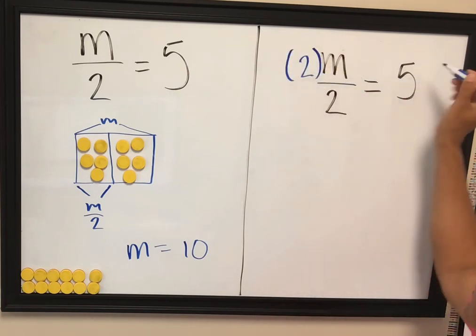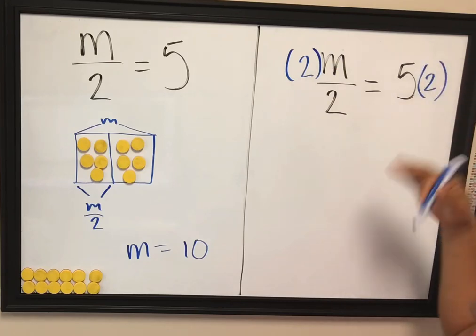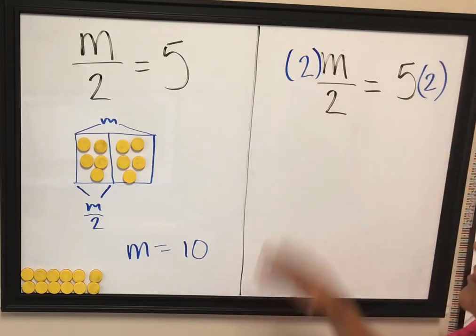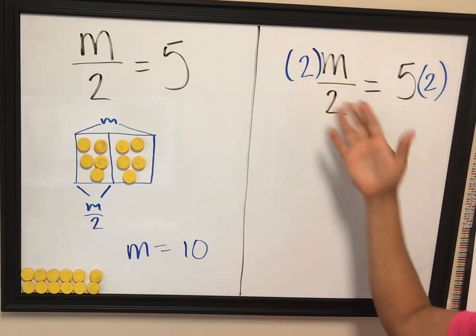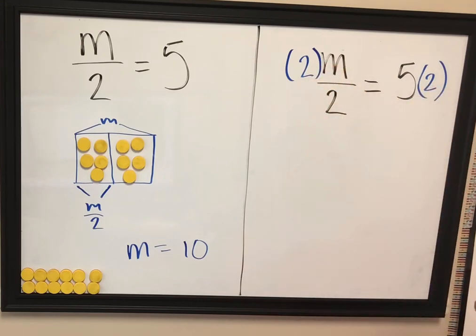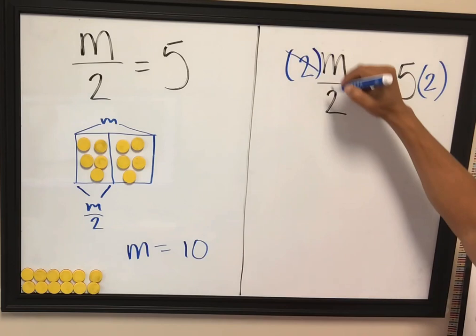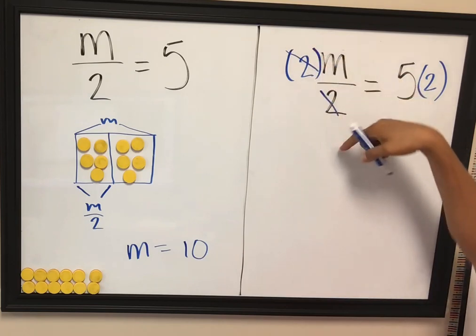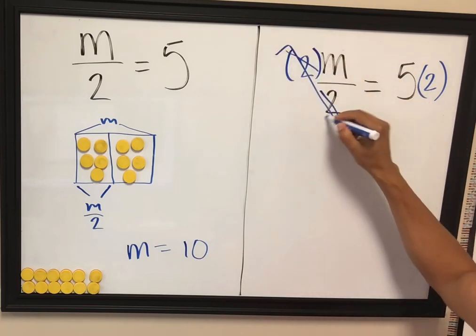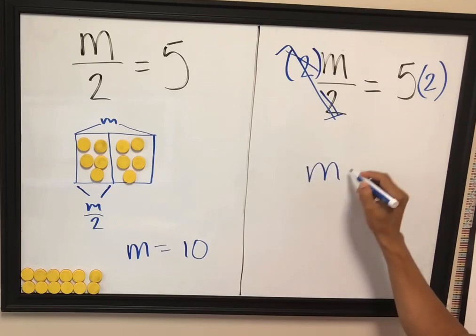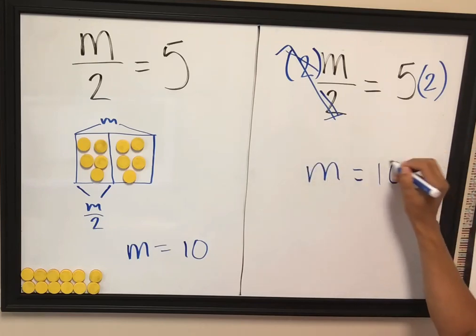And our properties of equality say that whatever we do to one side, we must do to the other. So if I'm multiplying this side by 2, I must be multiplying this side by 2. Right? When I multiply this by 2, I get 2 over 2, which is equal to 1. And 1m is just m. And 5 times 2 is 10.